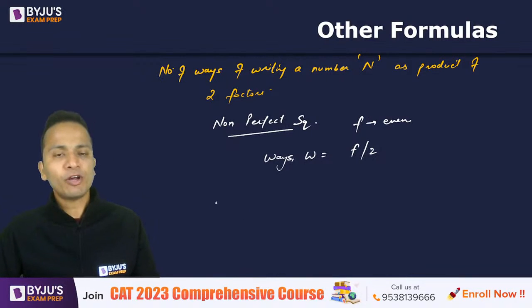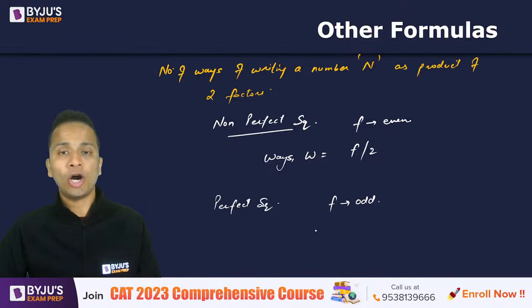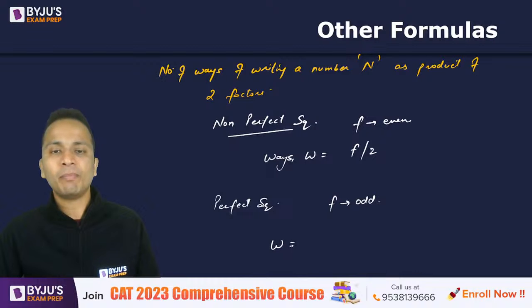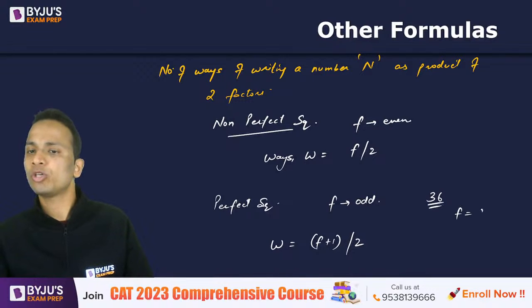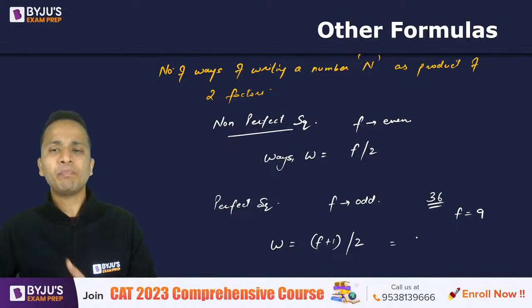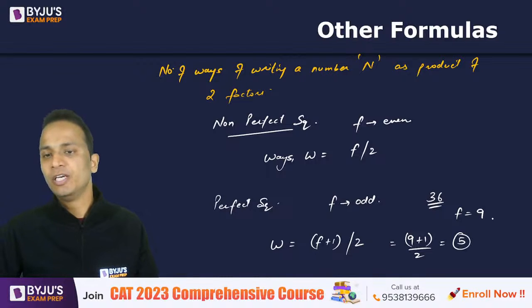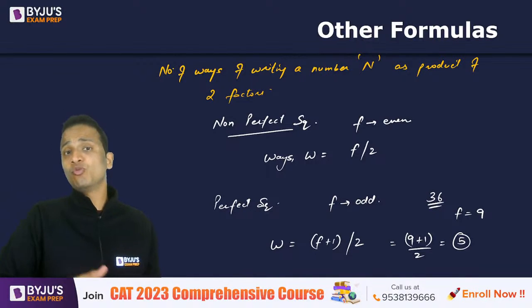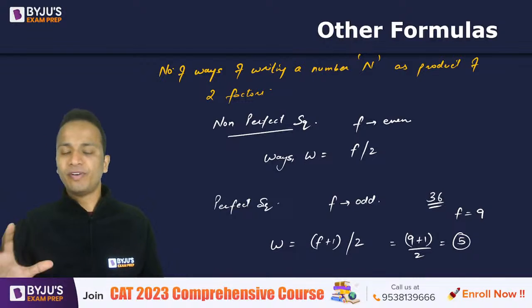Now for a number which is a perfect square, as I know that the number of factors will be an odd number, so in this case the number of ways will be equal to (number of factors plus 1) divided by 2. For example, 36. Now for 36, the number of factors was 9. So the number of ways will be 9 plus 1, whole divided by 2, that is 5. So the total number of ways of writing 36, which is a perfect square, as a product of two factors will be equal to 5.